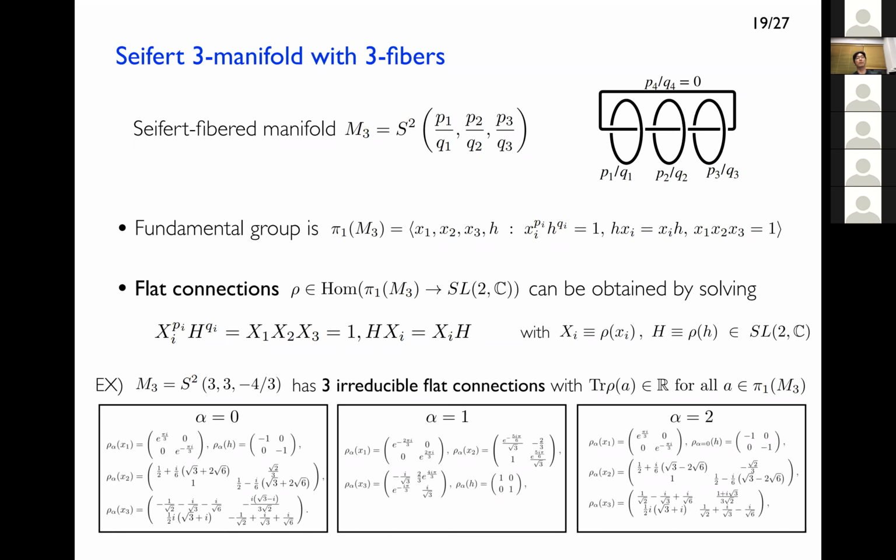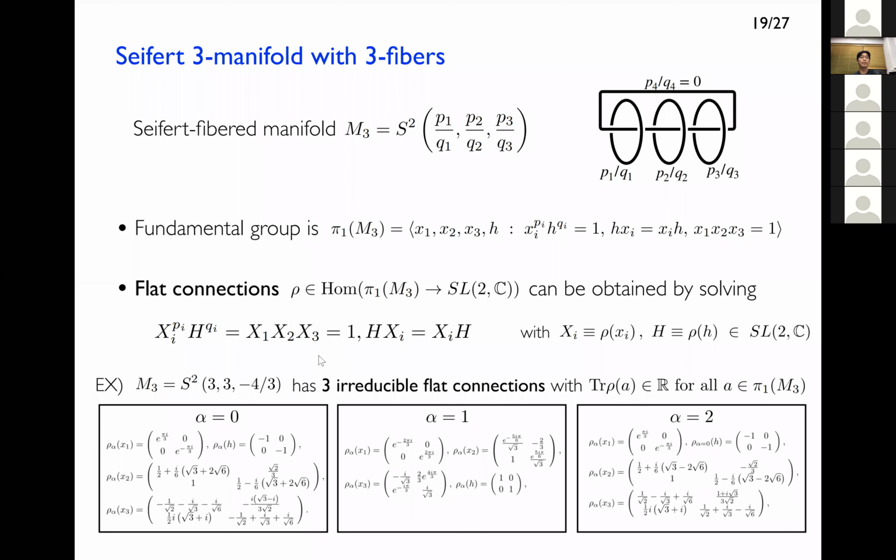Using this fundamental group, we can now compute the flat connections of the Chern-Simons theory on this manifold. The flat connections are described by the homomorphism from the fundamental group to the SL(2,C) gauge group, up to conjugation. Taking x_i and h as elements of the SL(2,C) group, we can find the flat connections by solving these equations. So for given p_i and q_i defining the Seifert fibered manifold, we have an algebraic equation for four SL(2,C) matrices x_i and h, and one can solve this by putting them into a computer or Mathematica. For example, for the Seifert manifold (3, 3, -4/3), we found three irreducible flat connections. These are three solutions to these fundamental group equations.